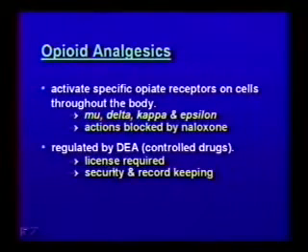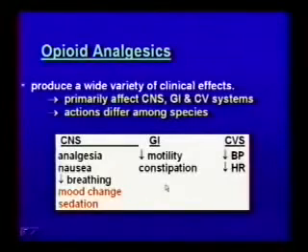And in order to use opioid analgesics, in order to be able to prescribe opioid analgesics, you must have a license to do so, as well as you must have appropriate security on your premise for storing these agents and maintaining proper records for your use of these agents to validate your use of them.